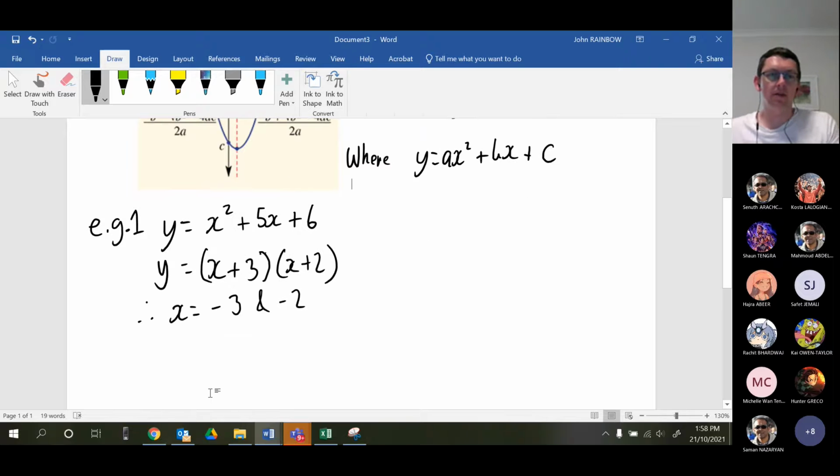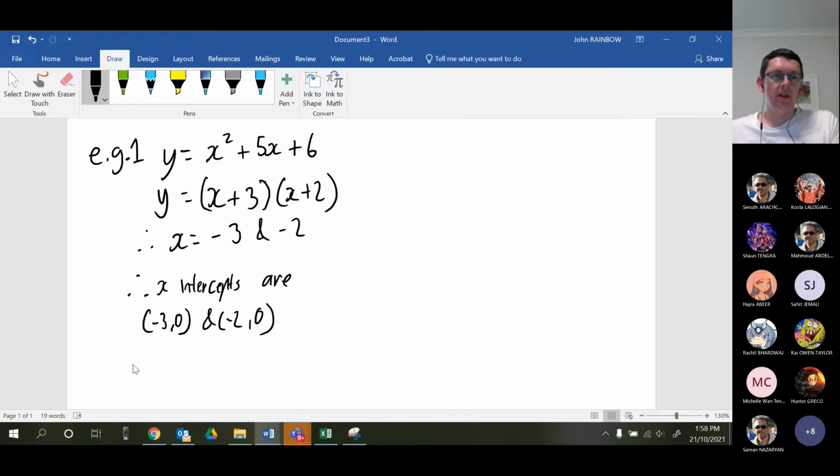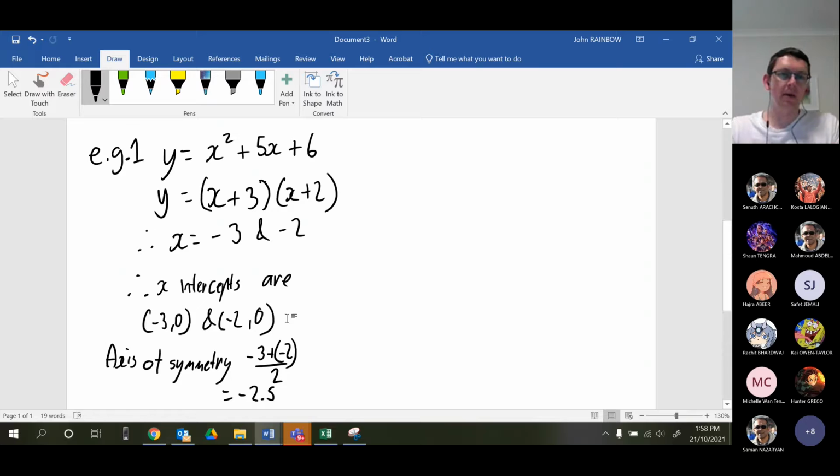So I've solved it for x, therefore my x-intercepts are -3, 0 and -2, 0. This is what we did last lesson. And I know the axis of symmetry, to find my turning point, is -3 plus -2 divided by 2, which is -2.5, which makes sense because it's halfway between those.